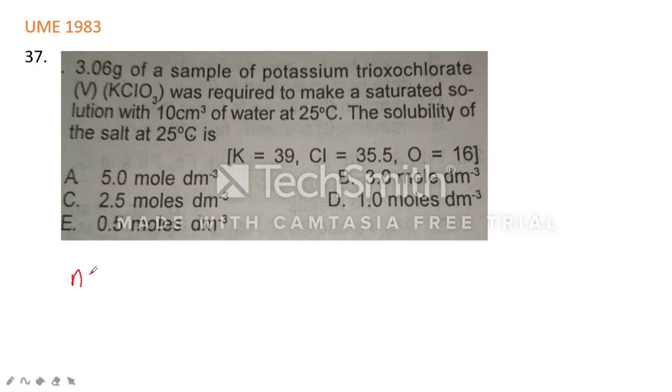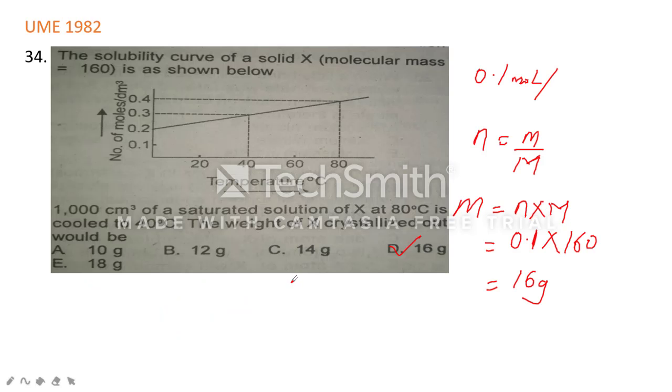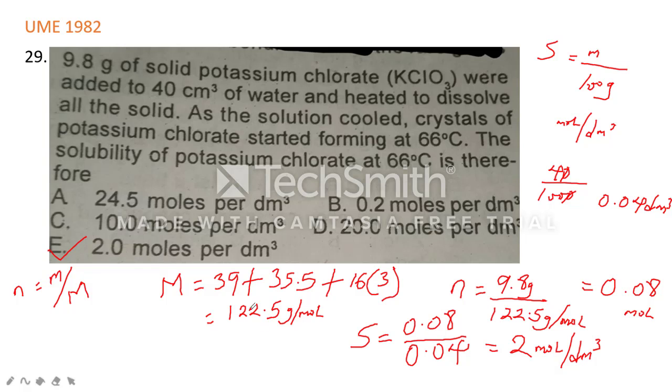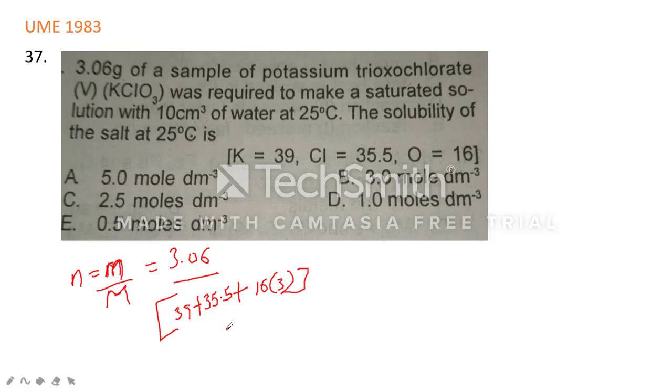We need mole. Mole is what? Mass over molar mass. The mass is 3.06 divided by the molar mass. We need to figure out the molar mass, and the molar mass is going to be potassium 39 plus 35.5 plus 16 times 3. I'm pretty sure we figured this out earlier. Let me just go check it again. It's 122.5, instead of us wasting our time.